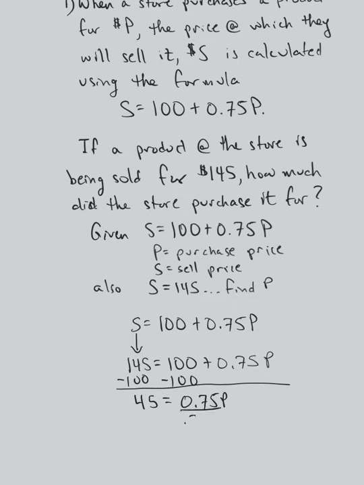Now, how do we isolate p? We divide by 0.75, or .75, if that bugs you that I dropped the zero. Now, you probably don't know what that is, and so you just type that in on your calculator. That's what I'm doing right now. I'm just doing 45 divided by 0.75, and it gives me 60. So I end up getting p equals 60.